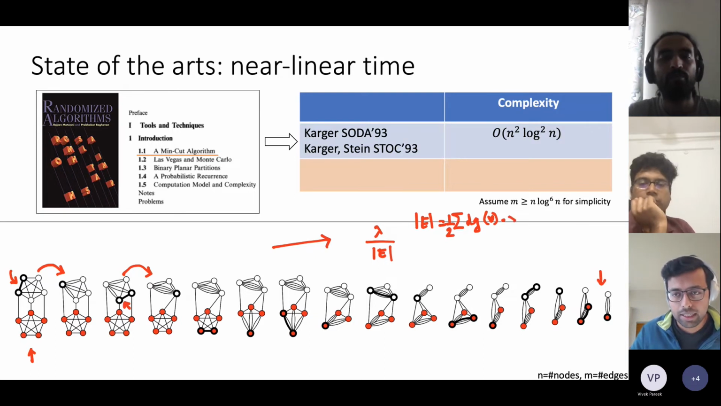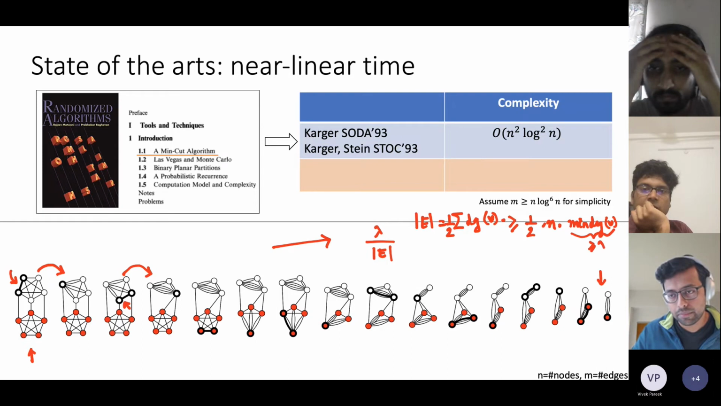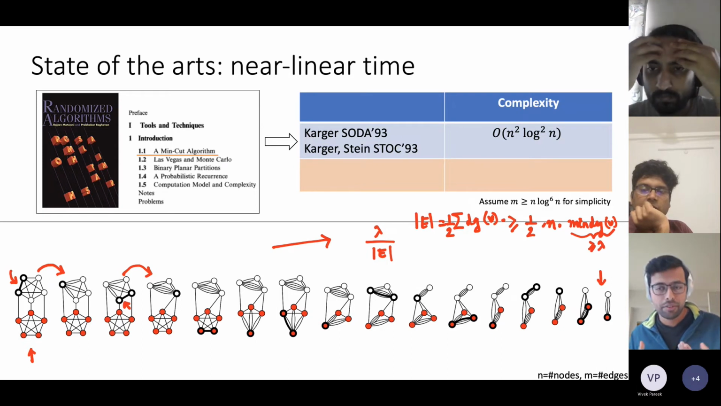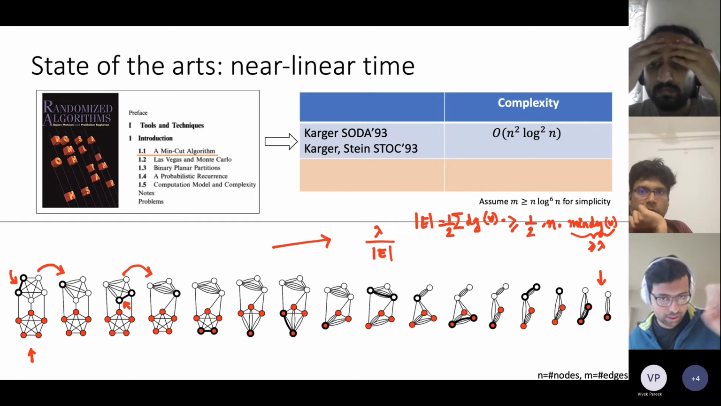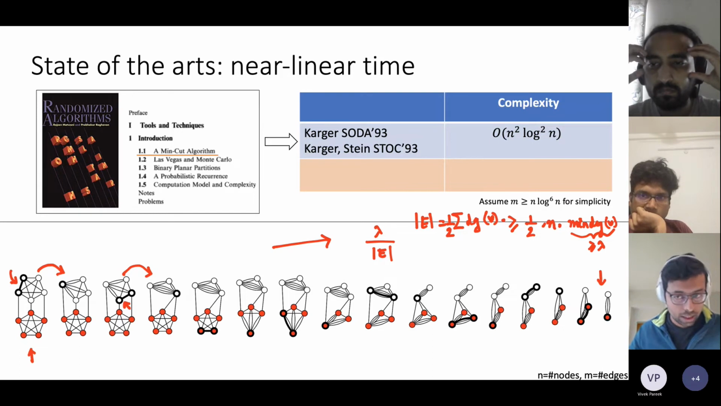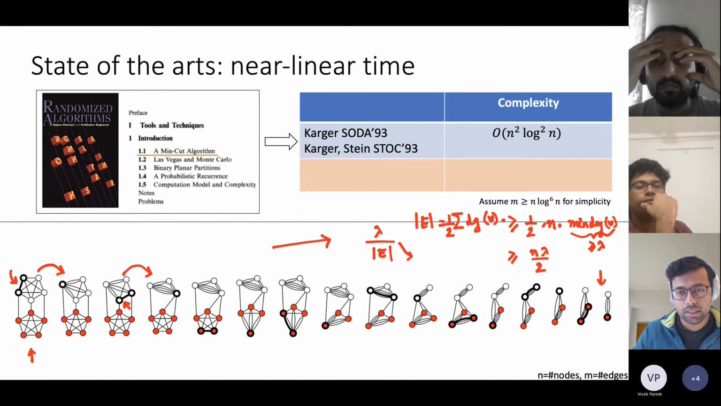So this is going to be at least half times n times the mean degree, right? And the mean degree is at least lambda. Because if the mean degree were lambda, in that case the min cut is just a singleton vertex on one side and everybody else on the other side, but it cannot be smaller than lambda. So essentially, this is going to be n lambda over 2. So the probability that you contract a min cut edge is going to be 2 over n.